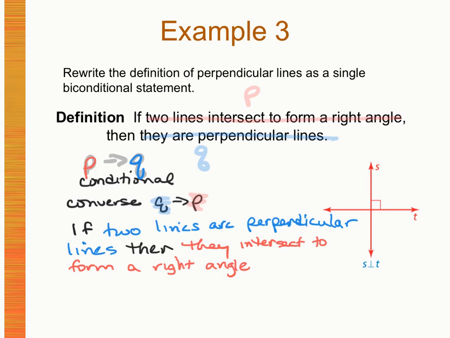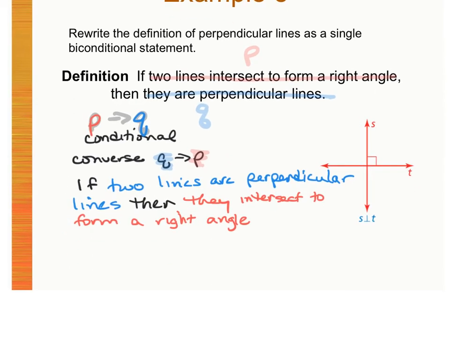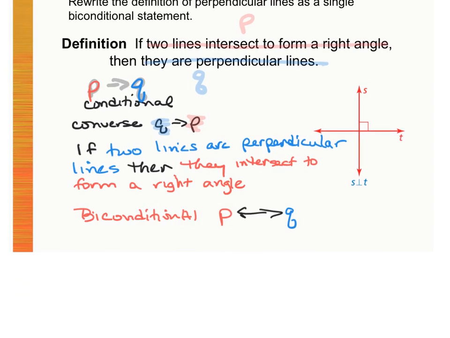Now we can write the biconditional because both of these are true statements. So remember for the biconditional, we would show the P and then the arrow and then the Q, because it could go either way. So what I'll go ahead and do is write it from the original conditional. Let me do it in red, because I'm going to do it off the original.